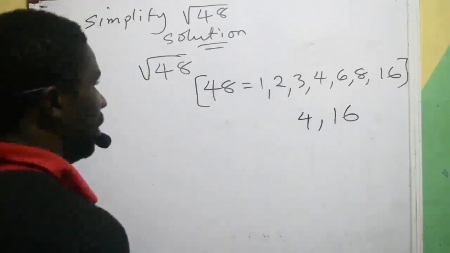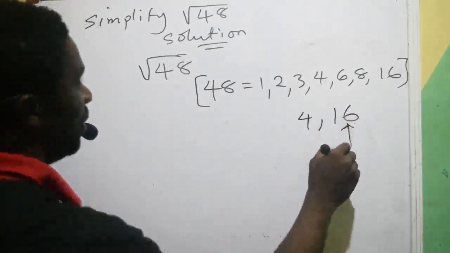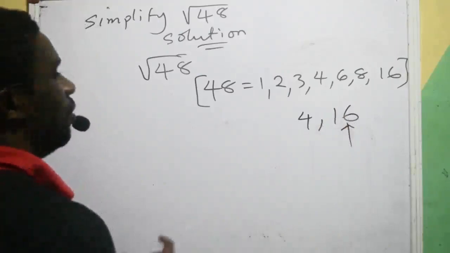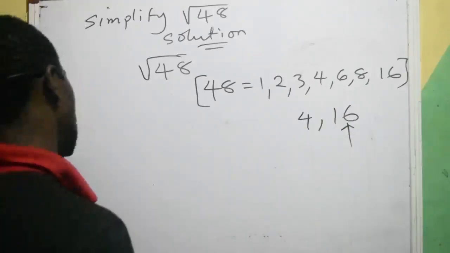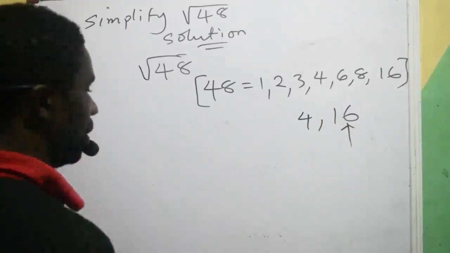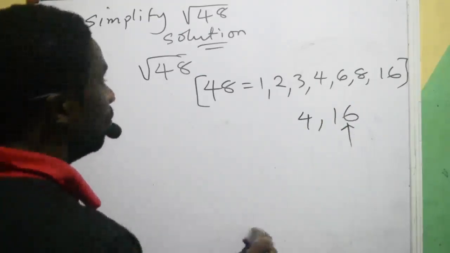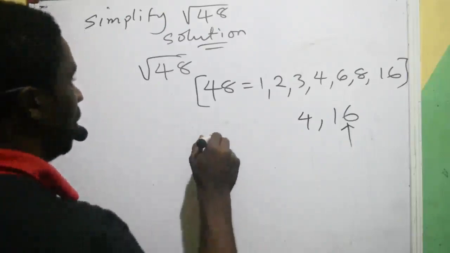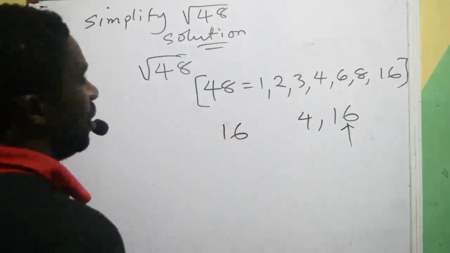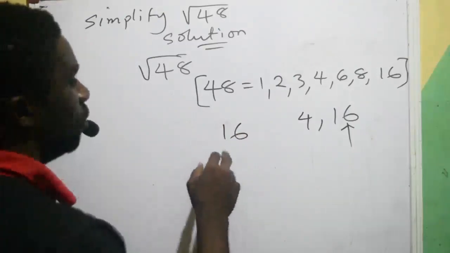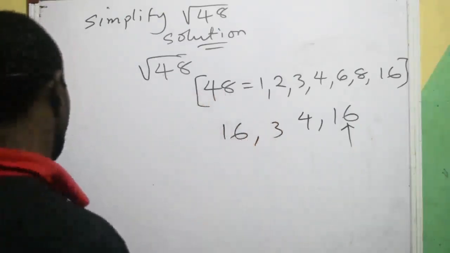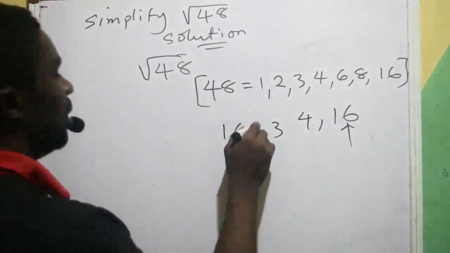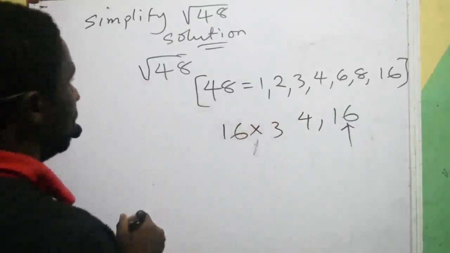So you go with the bigger value. The bigger value here is 16. Supposing we have no other perfect square, we can go with 4. But when you have two or more perfect squares, you go with the biggest number. So in this regard, we have to pick 16. Now picking 16, what number could multiply 16 to give you 48? That number is 3. So 16 times 3 will give you 48.